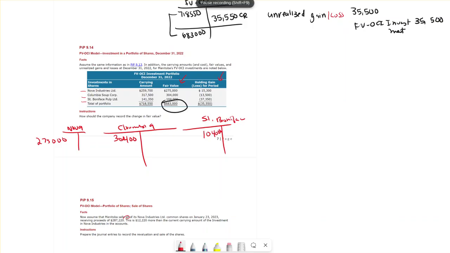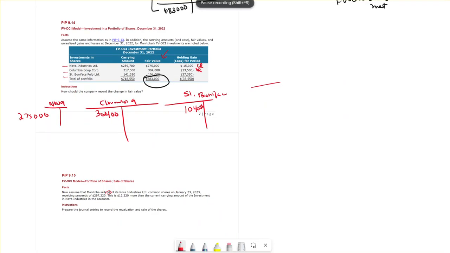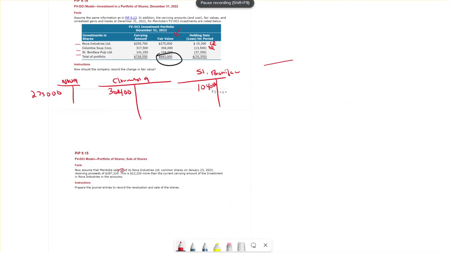Some has debit, some has credit. So if it's a gain, it's a positive number. If it's a loss, it's a negative number. If we had a gain, it is a credit balance, and if it's a loss, it will be a debit balance. So when you close it, what you close it to, that's the part you need to remember here. But let's show you and see what happens when you have a fair value OCI model.